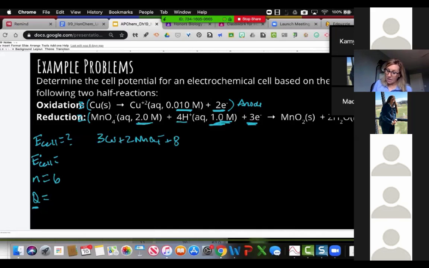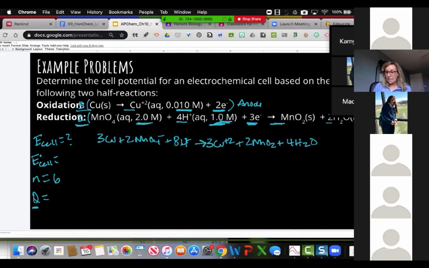So I am taking these and I'm distributing those through. I'm just not showing all those steps because we don't have a ton of room here. So 8H plus, that goes to, again, taking that and distributing that through, 3Cu plus 2 MnO2 plus 2 times 2 is 4 H2O. Okay, so that's my overall balance equation.